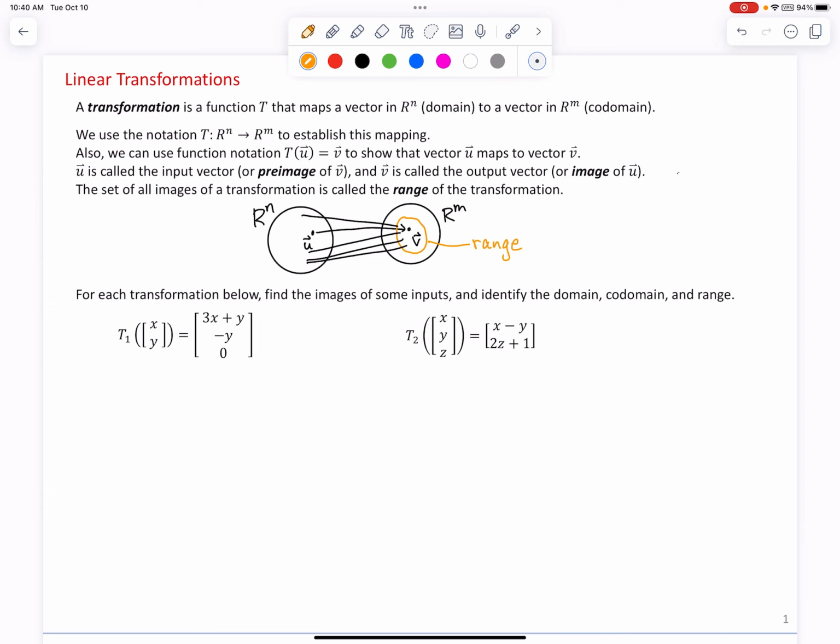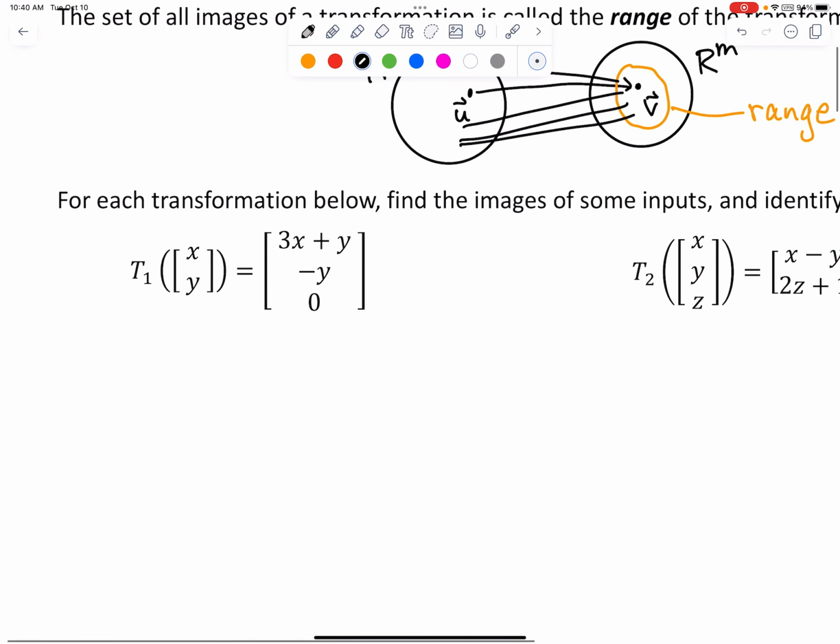For each transformation below, find the images of some inputs and identify the domain, codomain, and range. Okay, looking at this first example, we have a transformation we're calling T sub 1. It inputs a vector x, y, and it outputs a vector with 3 components. So let's input a few example vectors here. Let's input the vector 2, 1 and see what happens. So x is 2 and y is 1. Plug that into the equations you see in the output vector.